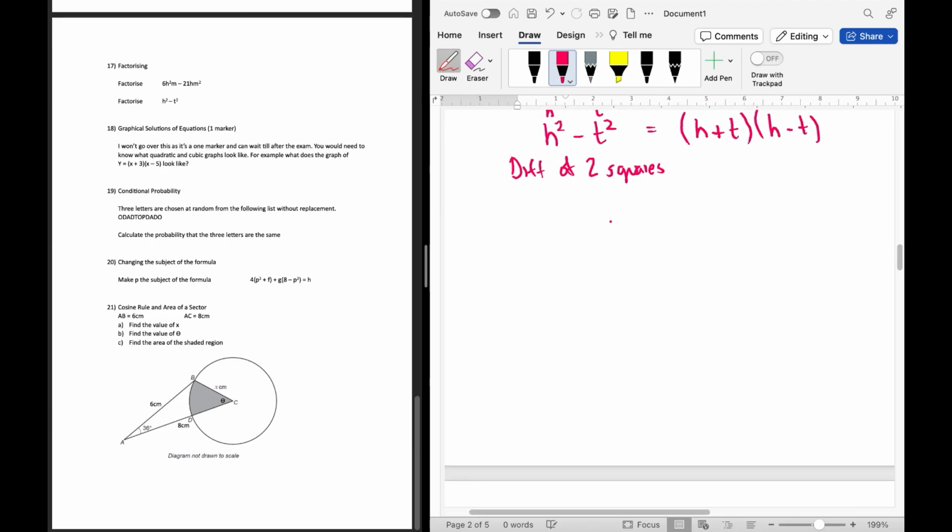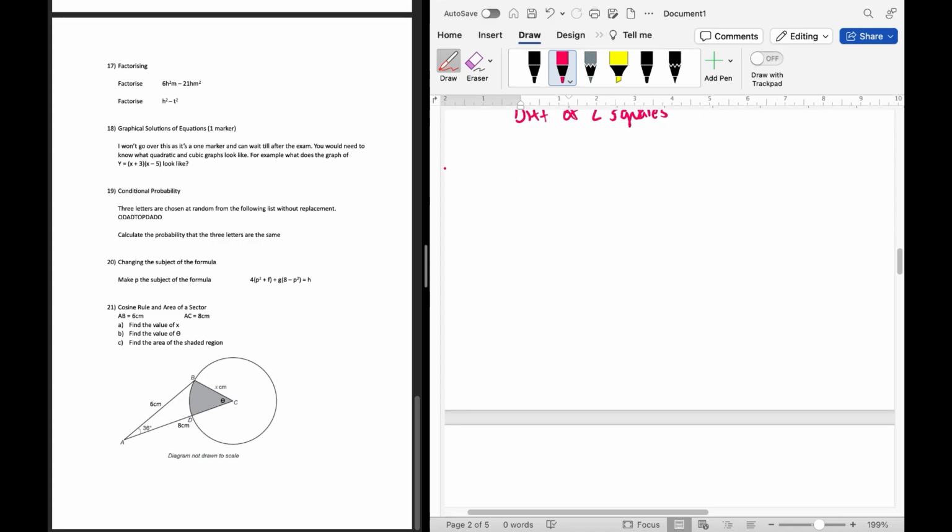Now, as you can read, question 18 is a 1 marker, but 18 would take me probably an hour or a full lesson to teach you. I think we need to sacrifice. You can have a little read about what I've said, and you can go away and look at it yourself if you want, but it's not something I'm going to talk about here. I'm going to move on to 19, conditional probability.